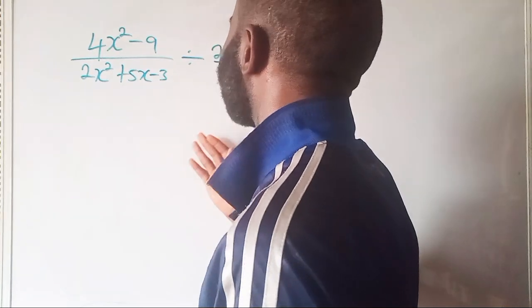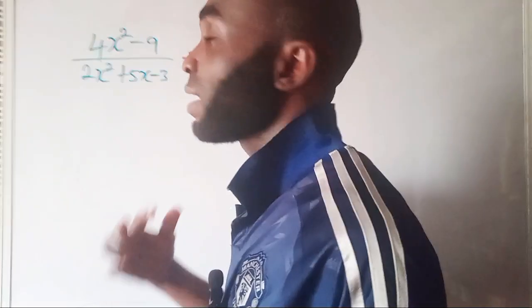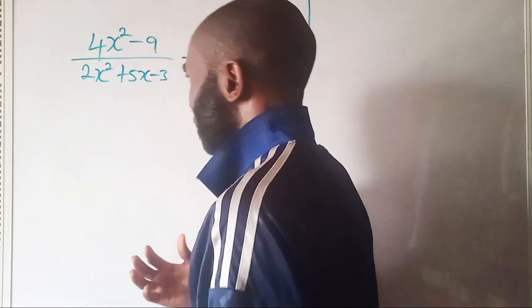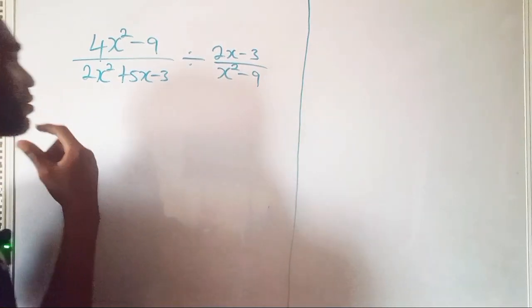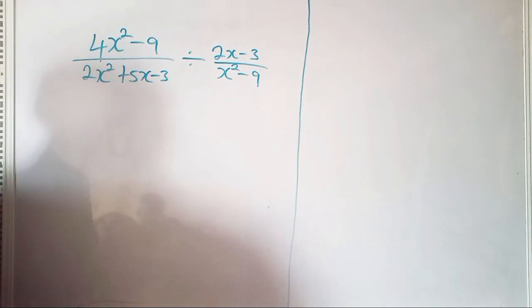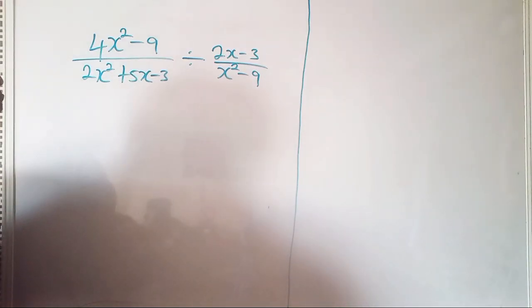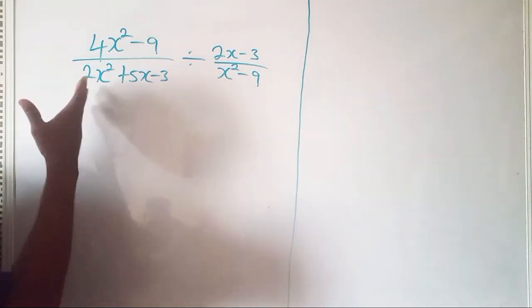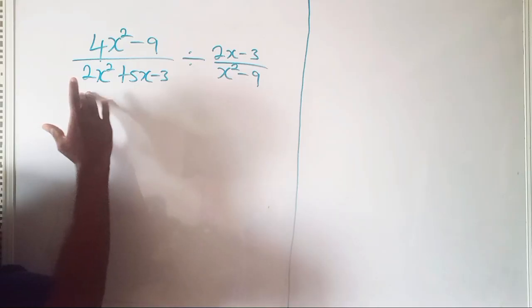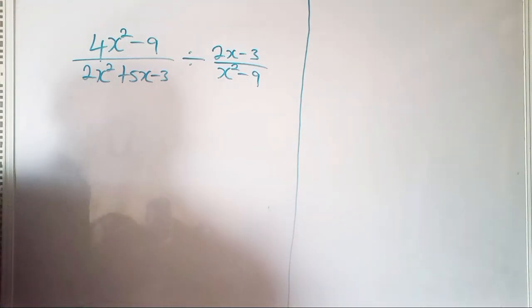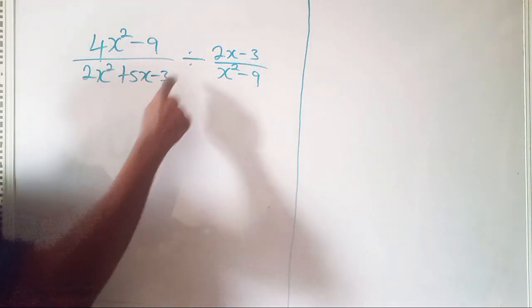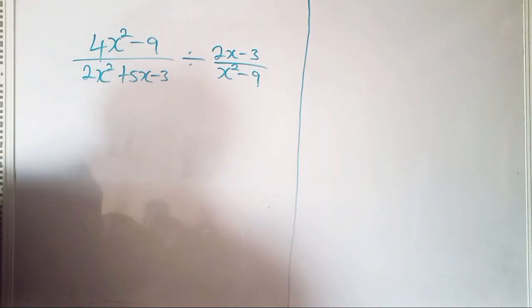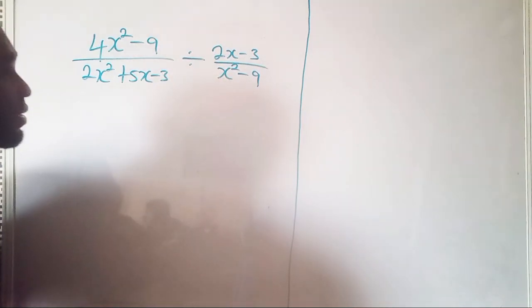Handling algebraic fractions, there are some things you need to keep at the back of your mind. The first thing, when you have an algebraic fraction question to handle, is that you need to factorize each and every term. When you're done with that, you change the division sign to a multiplication sign. When that is done, you start cancellation.